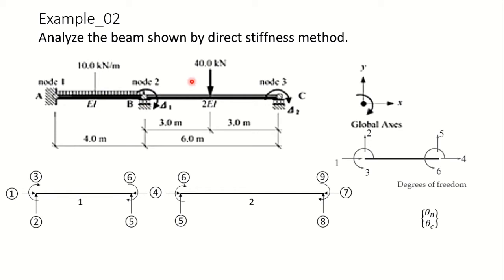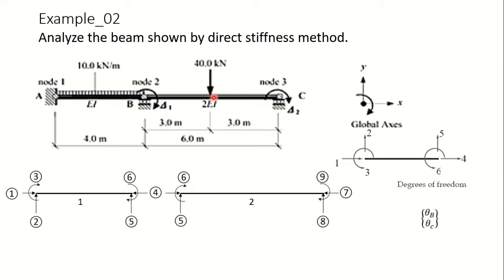So in case of beam, each member will have 6 degrees of freedom. For span AB and span BC, the degrees of freedom have been shown over here. Overall, if you look at the degrees of freedom, it will be 2. There will be 2 unknown displacements, rotation at B and rotation at C.